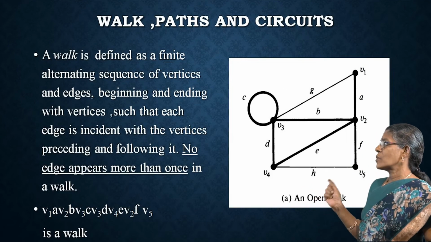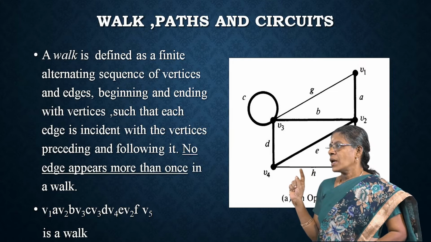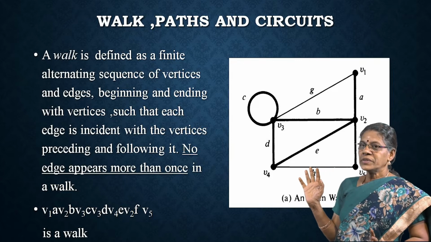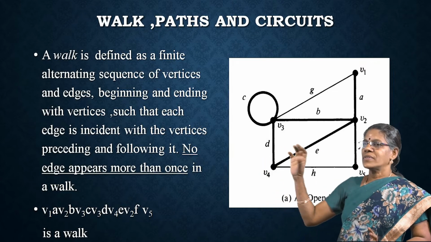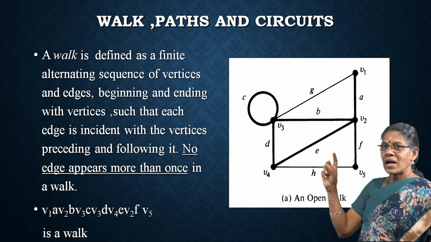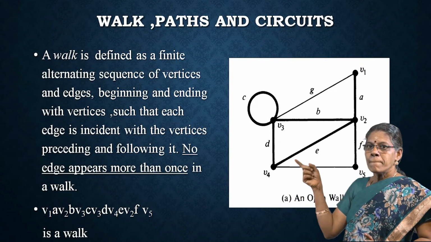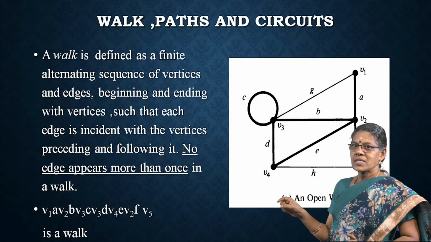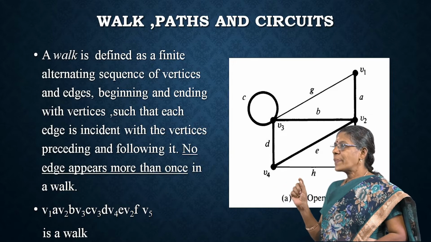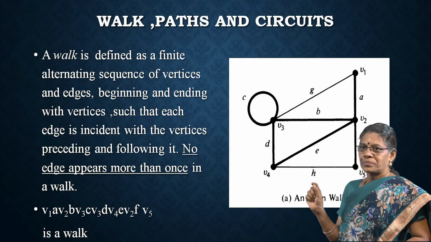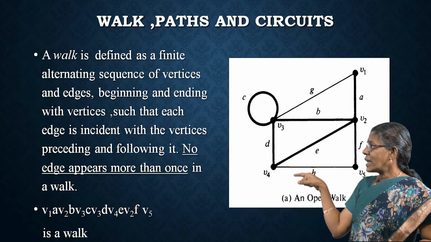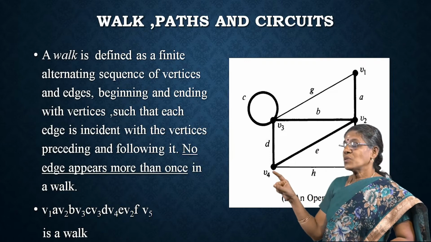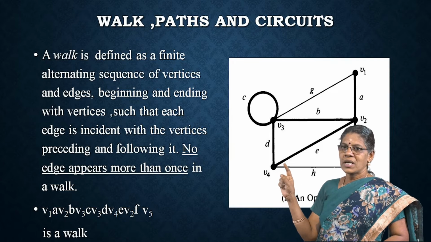Okay. Important terms: walk, path and circuit. So what is a walk? A walk is defined as a finite alternating sequence of vertices and edges, beginning and ending with vertices, such that each edge is incident with the vertices preceding and following it. No edge appears more than once in the walk. So see the graph. Here an open walk is given. No edge appears more than once in a walk.